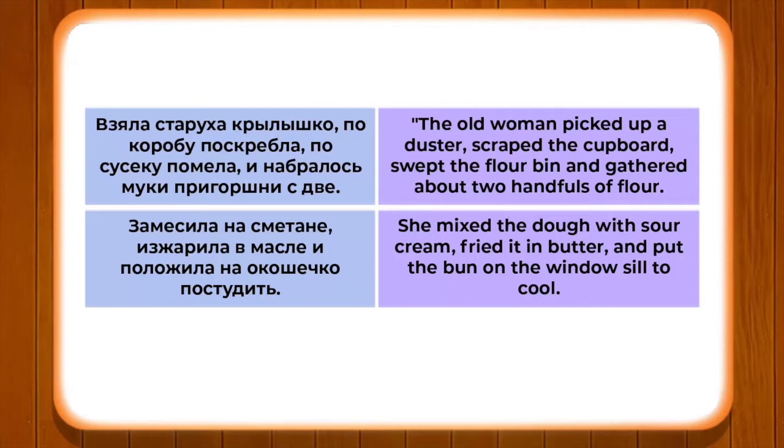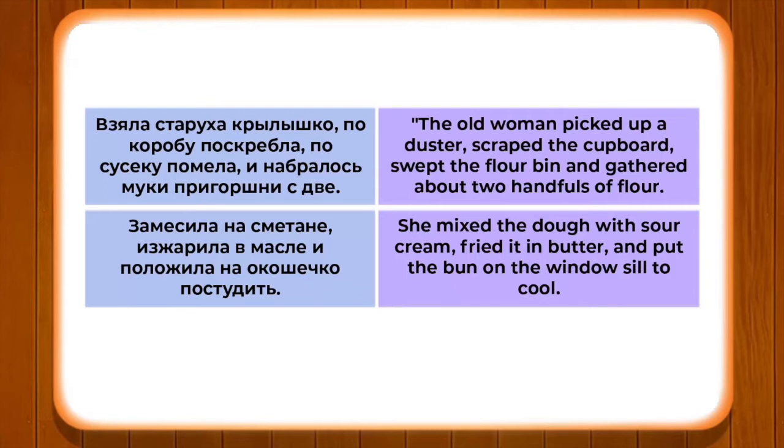И набралась муки. Набралась is from наберётся, to gather. Мука here is муки, a portion of flour. That's why this word мука is in the genitive case, when you say a portion of something, like вода, воды, мука, муки. Пригоршни с две, that means a handful of two, like a handful type of flour.